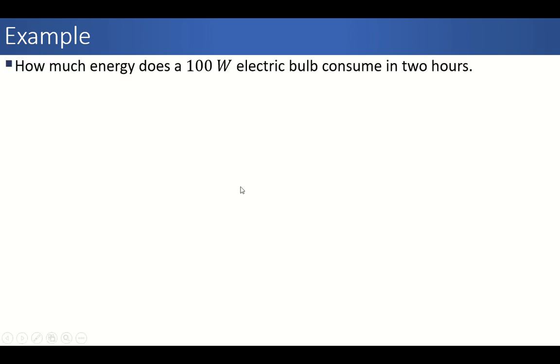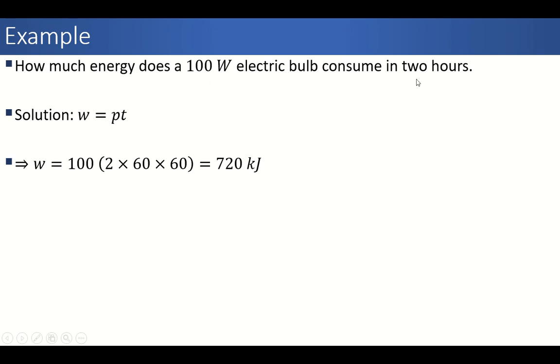So let's see another example. How much energy does a 100-watt electric bulb consume in 2 hours? We have a bulb whose power rating is 100 watts. We want to find how much energy it will consume in 2 hours, or 120 minutes. We know that work or energy is equal to power multiplied by time. In this case we are given the power, so this will be 100 multiplied by time.